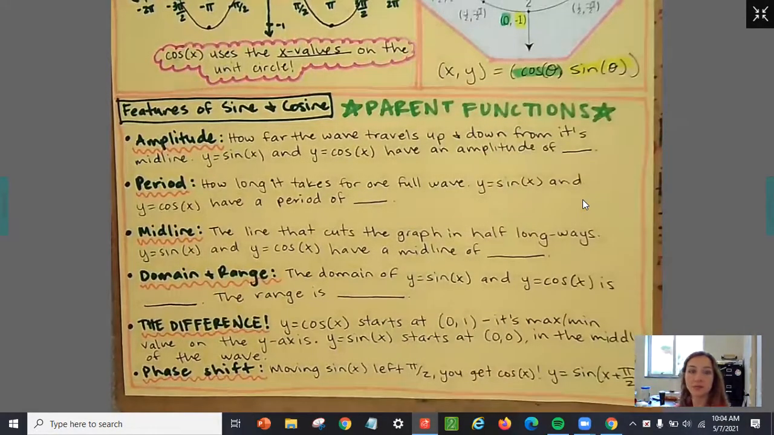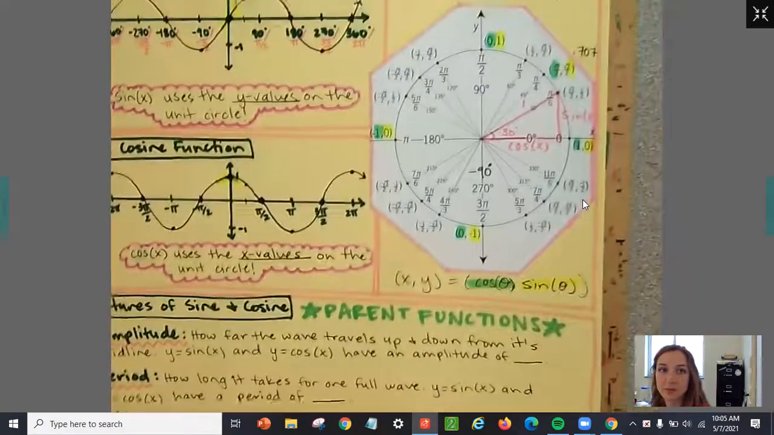Okay, so let's start with the first one. The amplitude is how far the wave travels up and down from its midline. So basically from the middle of the wave, how far is it going up and how far is it going down? So let's go look at our waves up here.